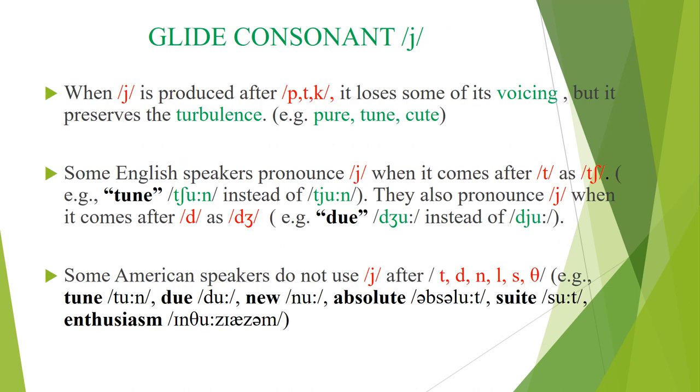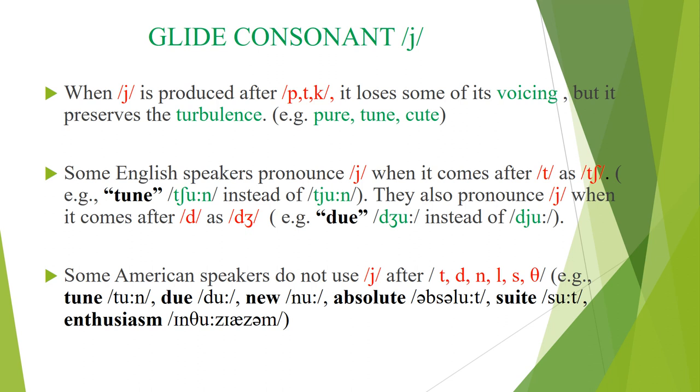When the glide consonant ye is produced after p, t, or k, it loses some of its voicing, but it preserves the turbulence. For example, pure, tune, cute. Now the ye in these examples loses some of its voicing because of the aspiration of p, t, and k.